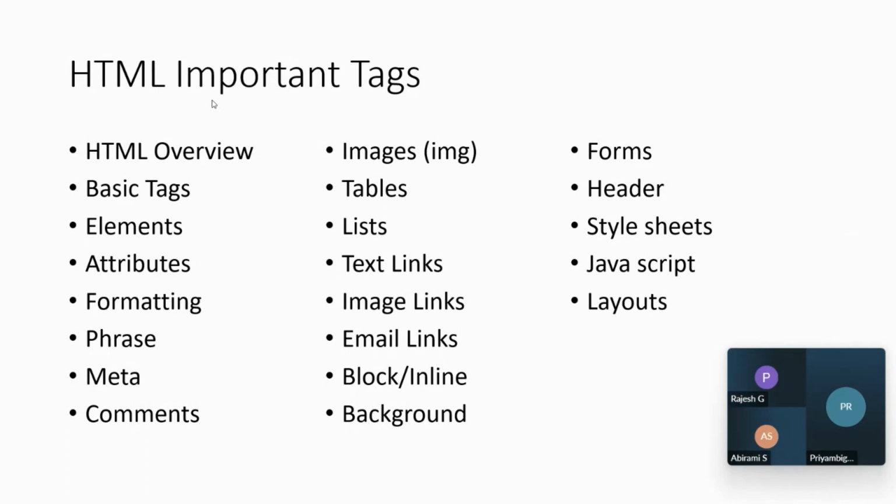For lists, we just started with UL. UL is there, OL is there. UL is nothing but an unordered list. OL is nothing but an ordered list. I don't know whether I said this yesterday or not.